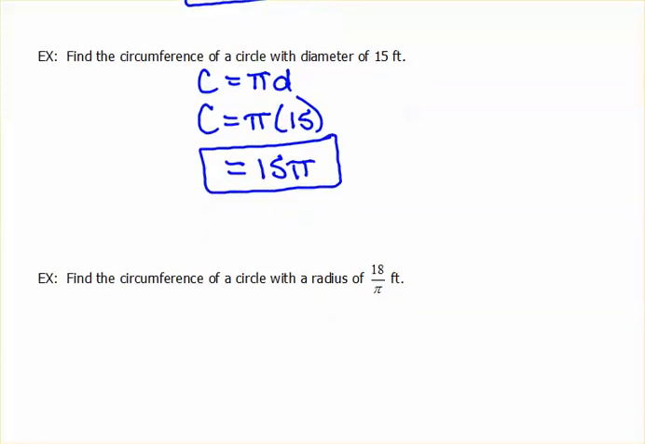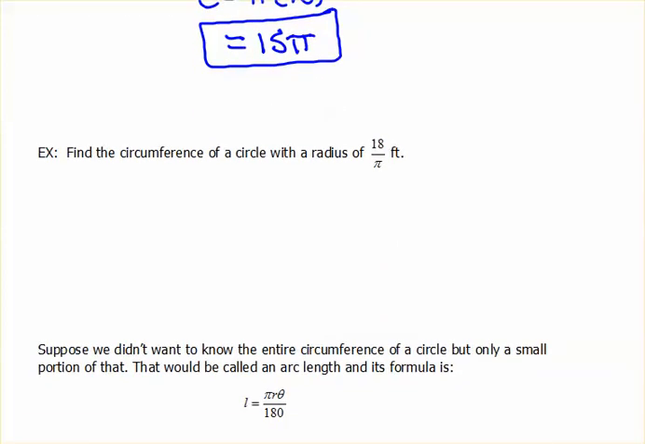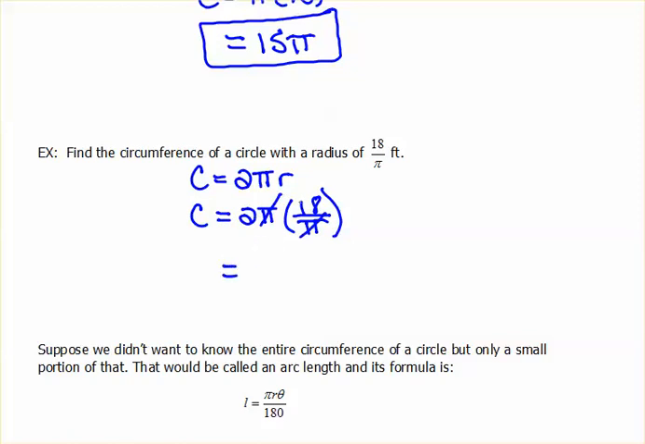And then finally, here we have one that says find the circumference of a circle with a radius of 18 over pi feet. Okay, so again, since they're talking about radius, let's use the radius formula. So 2 pi r. They want us to find the circumference when we're given a radius of 18 over pi. So here I've got a pi on top and a pi on bottom that will cancel, and then it just becomes a matter of multiplying 2 times 18, which would be 36. So our circumference would equal 36 feet.